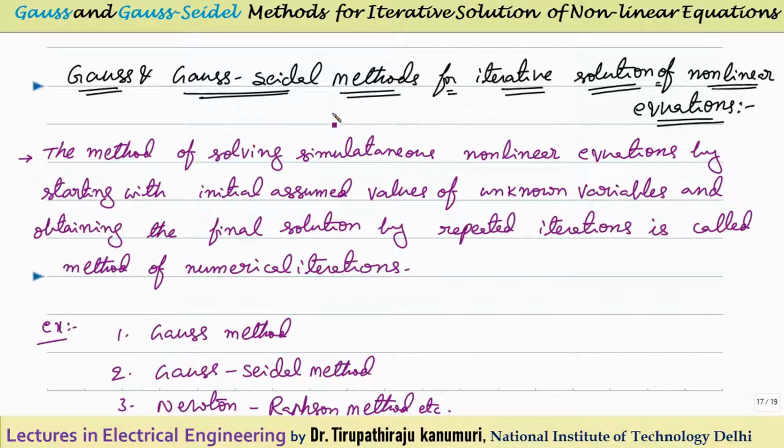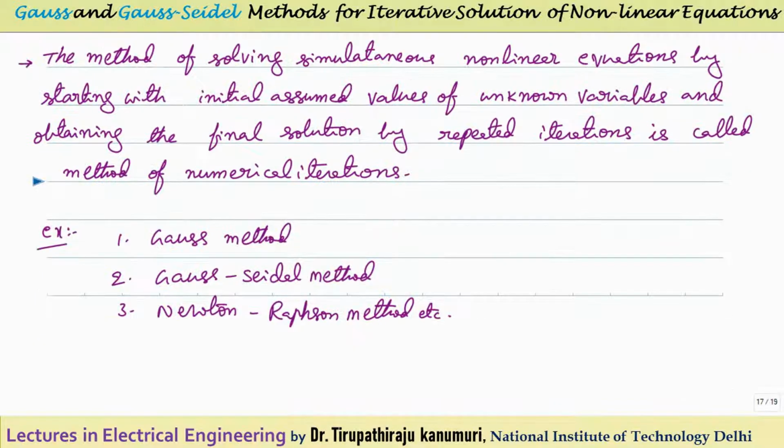So what is the purpose of these methods? The method of solving simultaneous and non-linear equations by starting with some initial assumed values of unknown variables and obtaining the final solution by repeated iterations is called numerical iteration methods. Examples of these types of methods are the Gauss method, Gauss-Seidel method and Newton-Raphson method.